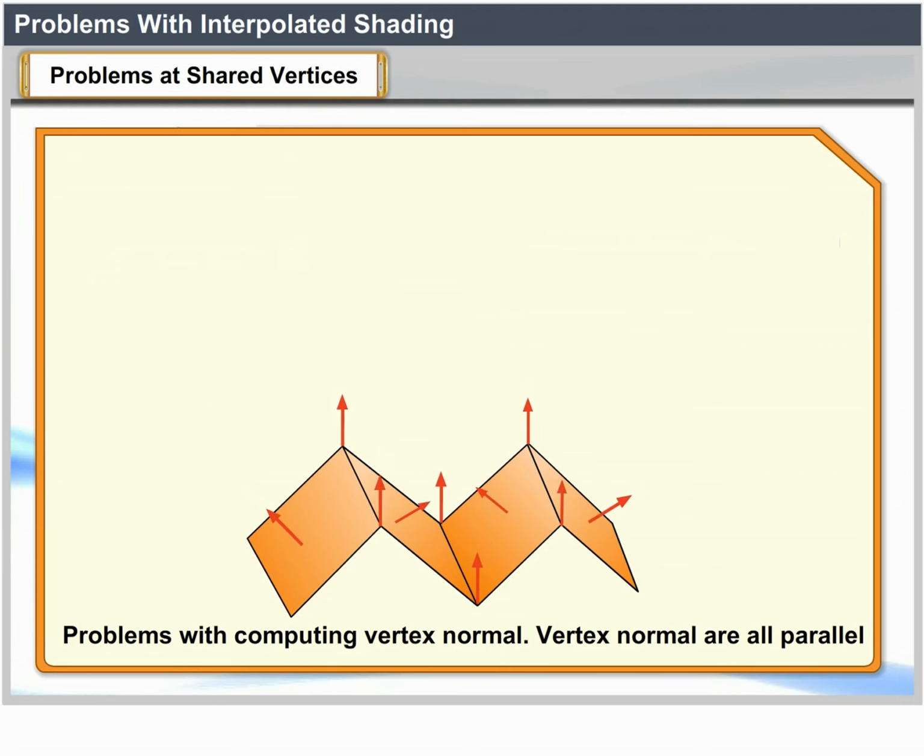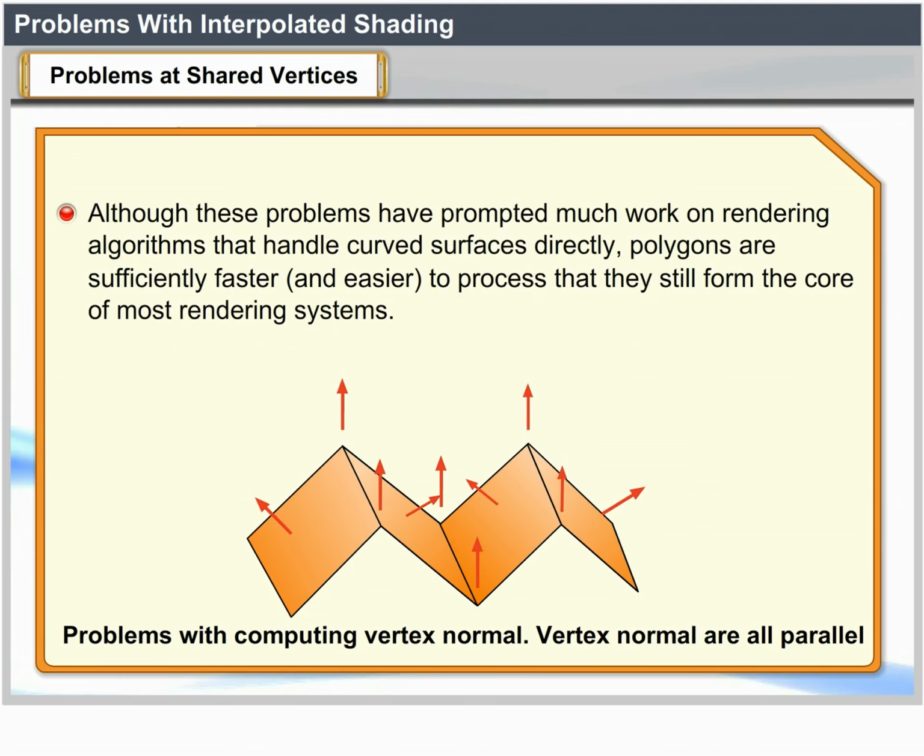Although these problems have prompted much work on rendering algorithms that handle curved surfaces directly, polygons are sufficiently faster and easier to process that they still form the core of most rendering systems.